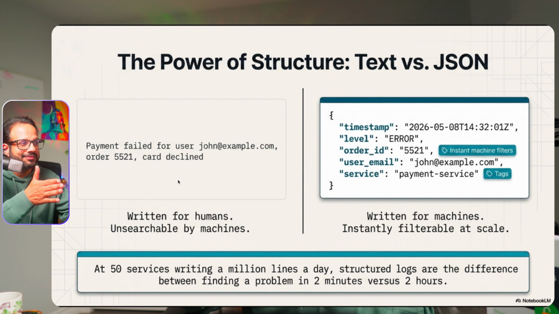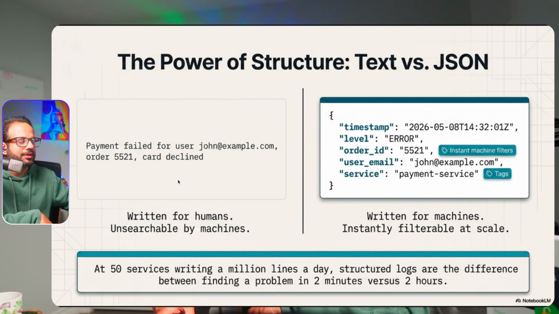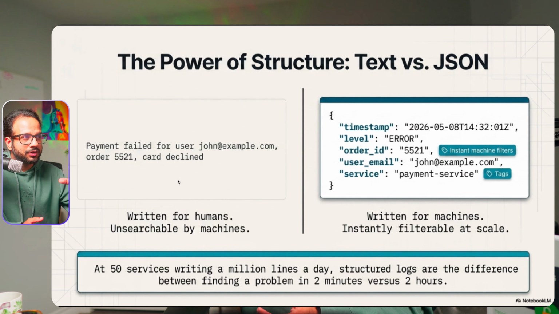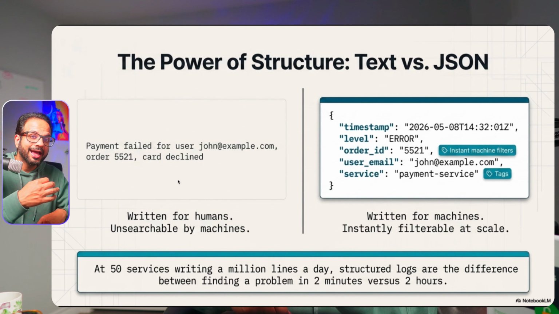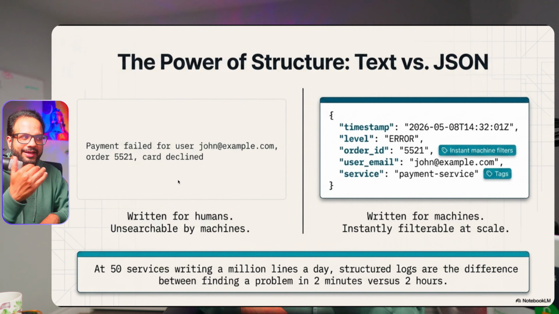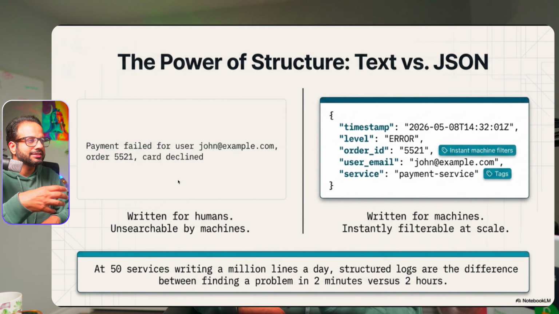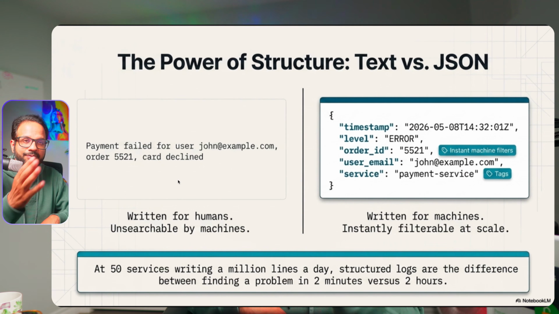And on the right side, we have a structured format, let's say in JSON, which has key-value pairs. Something happened at this timestamp, the level was this, the order ID was this, the user email, the service, and so on. So when your system has to find something, it goes to that particular log entry and looks for the order ID or service. It knows where to go and where to find. It is faster, it is reliable, and it will give you the exact same result every time because it's written for machines and you can filter it at scale. Let's say you have to find all the error messages or all the order IDs of the error logs.